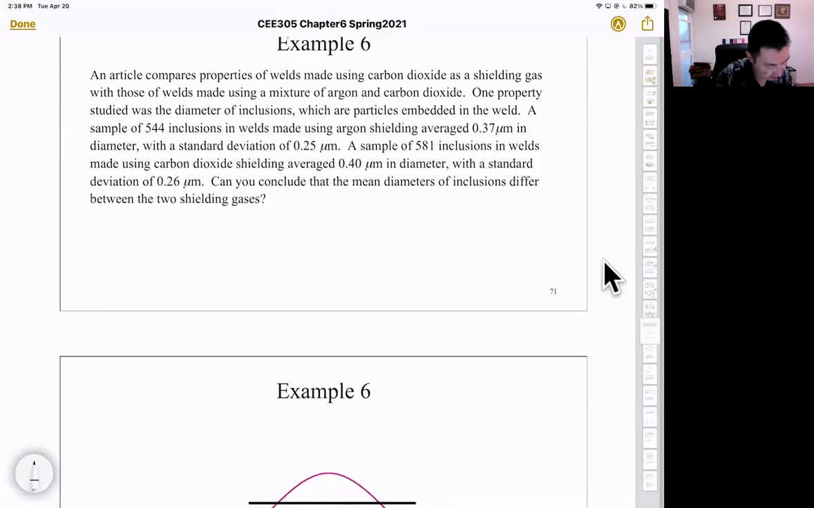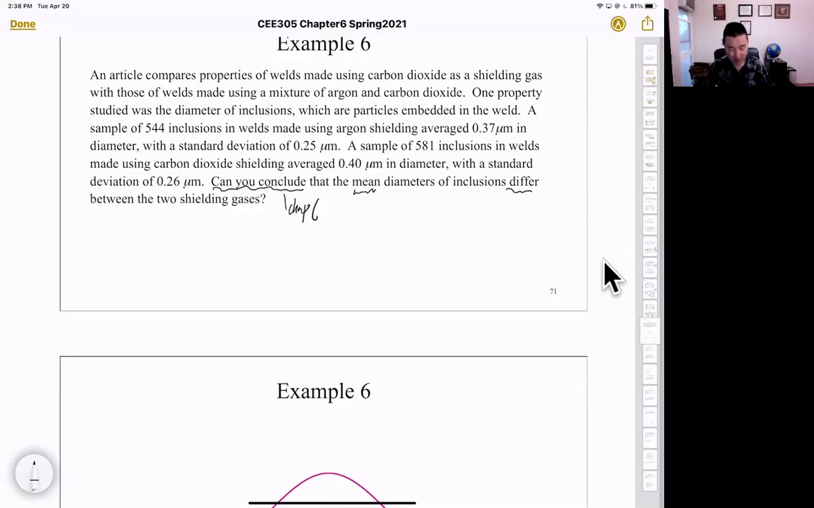Example number 6. Can we conclude, Chapter 6 question, that the mean diameter of inclusion differs between the two shielding gases? So the mean diameter differs or not. That is the difference between two means, so that is a hypothesis test for difference between two means.